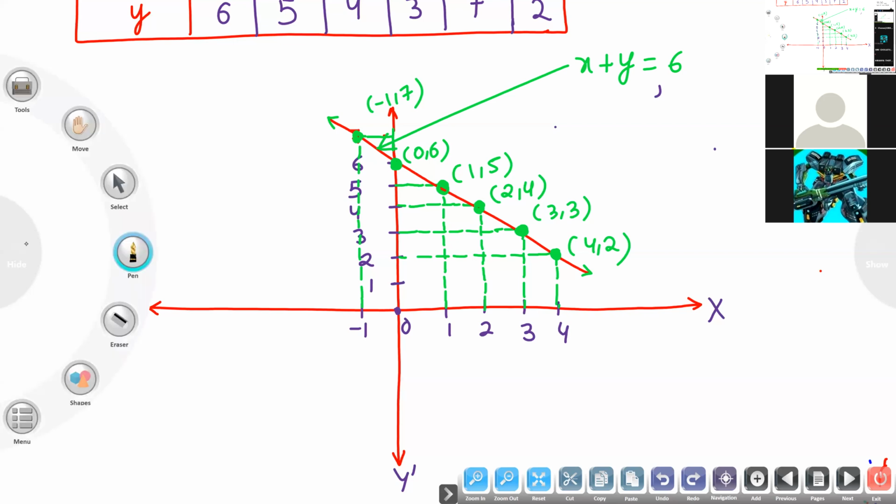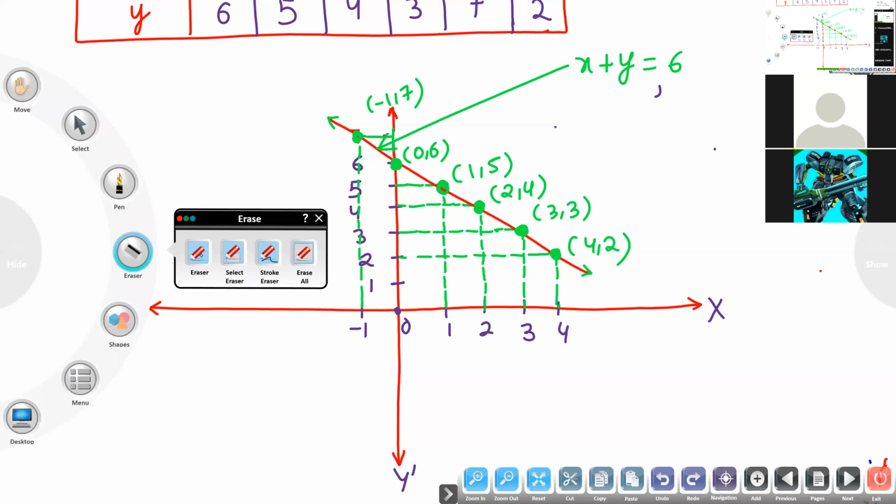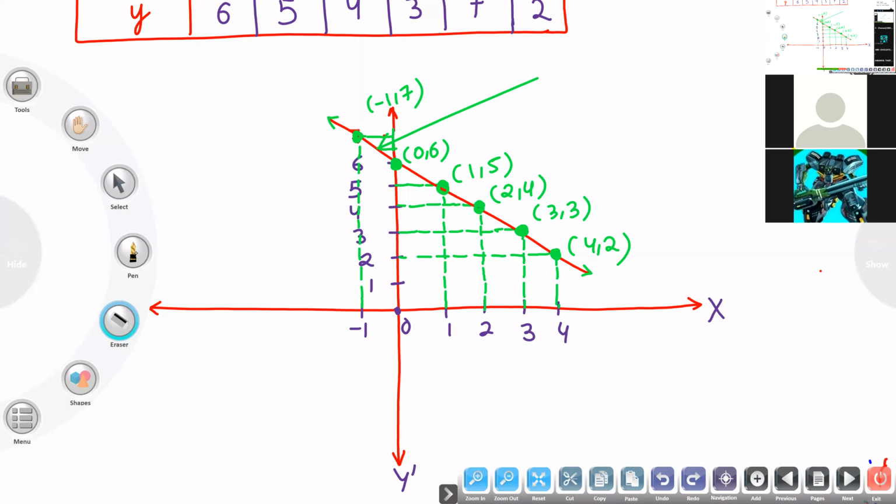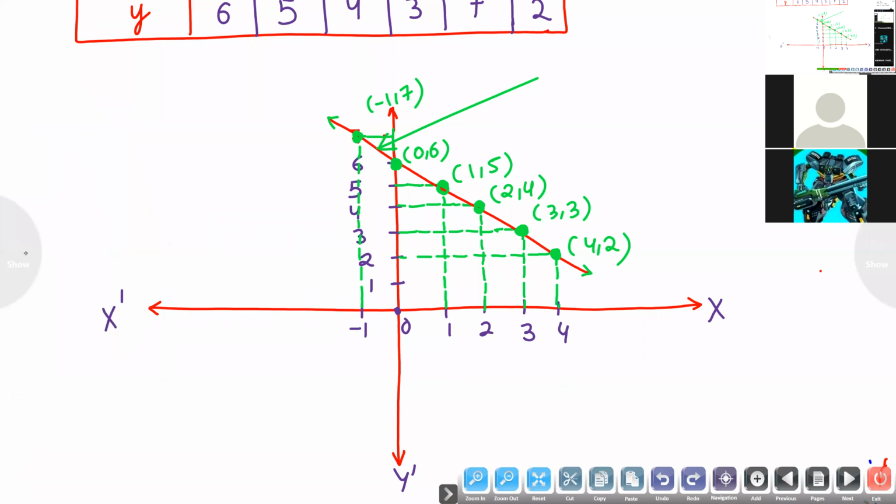Now what scale have I taken here? I have taken a scale: one unit is equal to 1 centimeter. And this line is called x plus y is equal to 6. Now this is the final graph. Draw everyone firstly.